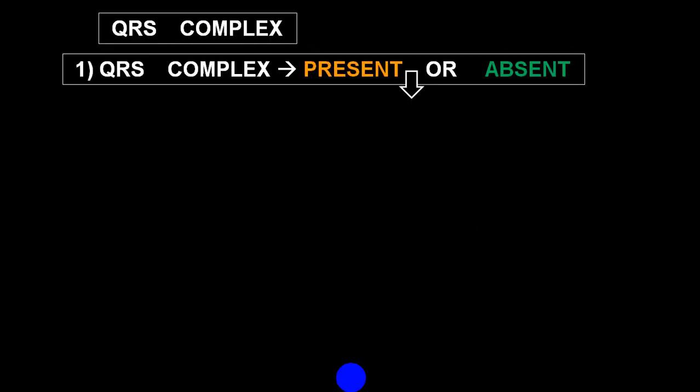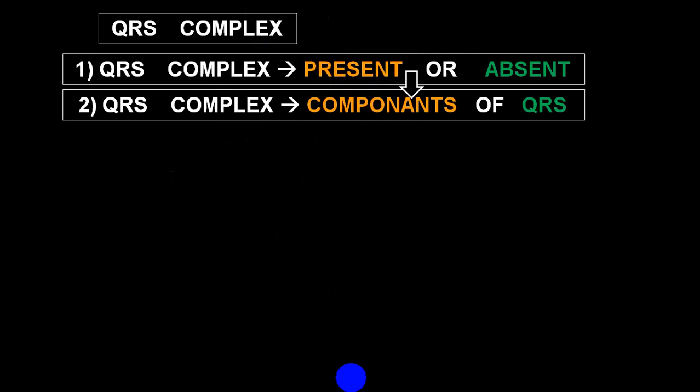Whenever you want to read a QRS complex, the first thing you have to make out is whether the QRS complex is present or absent, because in some conditions the QRS complex is not present. For example, in a Stokes-Adams attack, the QRS complex is not seen. In sinus arrest, the QRS complex is not seen. In ventricular arrest, the QRS complex is absent. In such conditions, when the QRS complex is absent, you can't comment on it. We'll mention a little about the absent QRS complex at the end of this lecture.